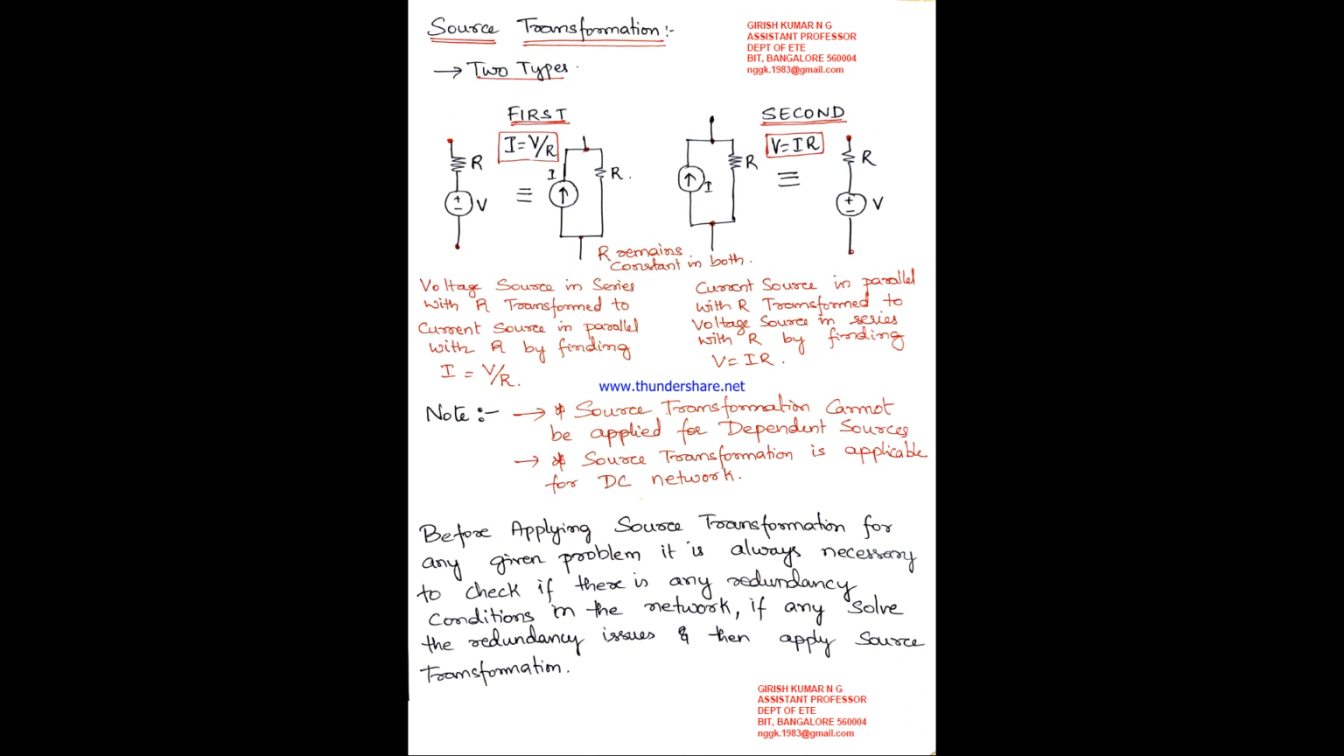So before getting into the problems, first we see what that transformation is that we do in the problem. Then we will get into finding out the solution of any given example. Okay. So normally, source transformation is of two types.